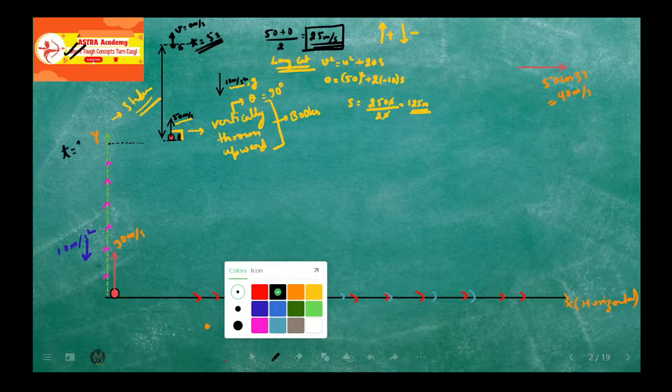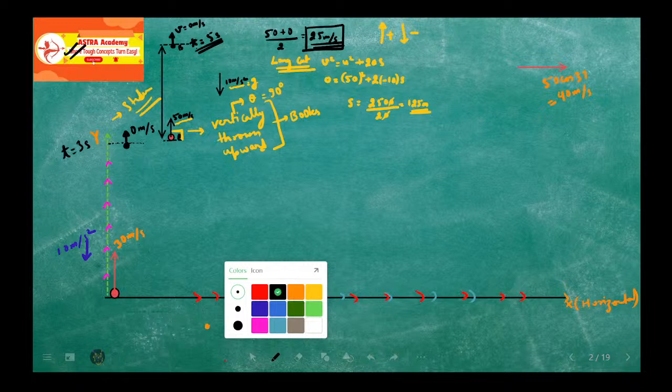It will take t equal to 3 seconds, because after 3 seconds 30 meter per second will become 0 meter per second, because each second the velocity is decreasing by 10. So it will take 3 seconds for 30 meter per second to become equal to 0 meter per second. Yes or no? Thank you so much. Now tell me this height. This is the maximum height.